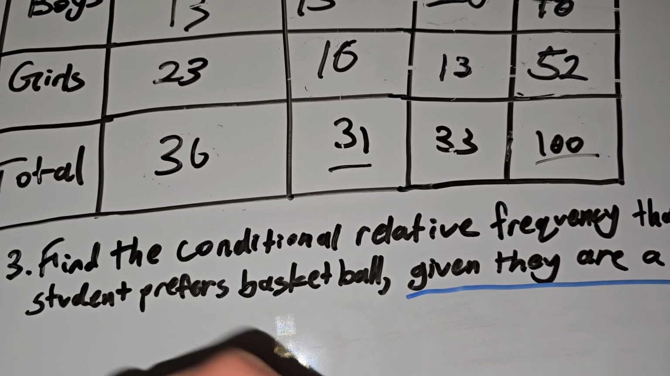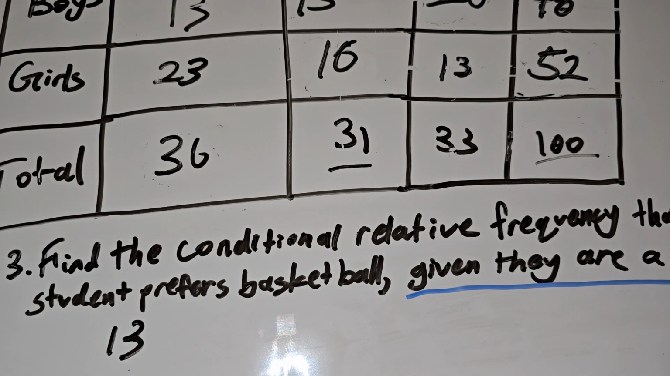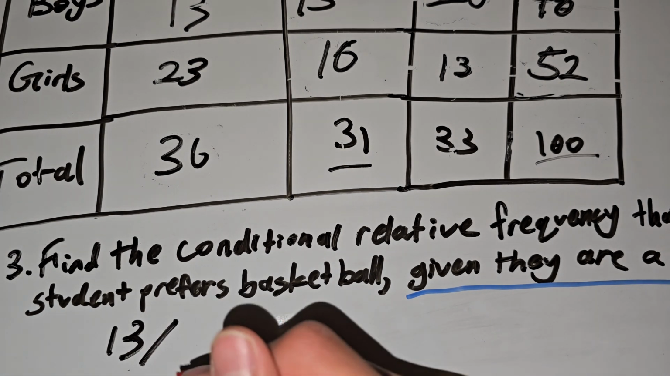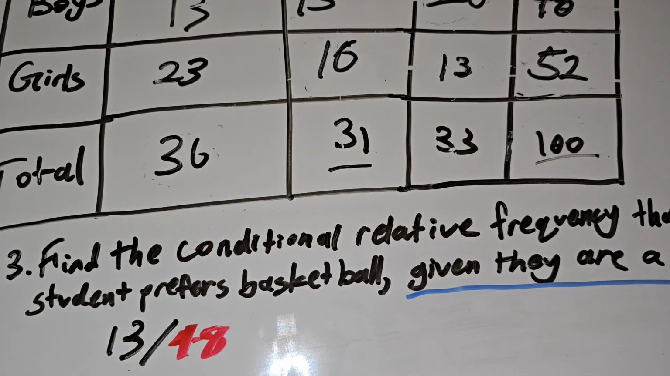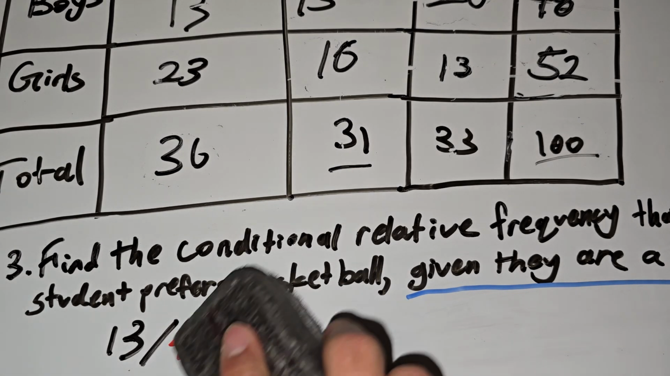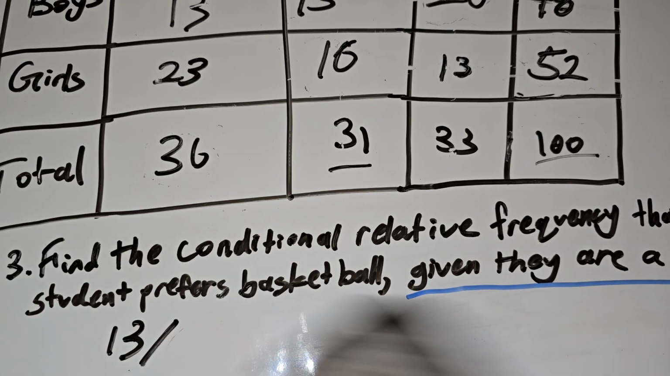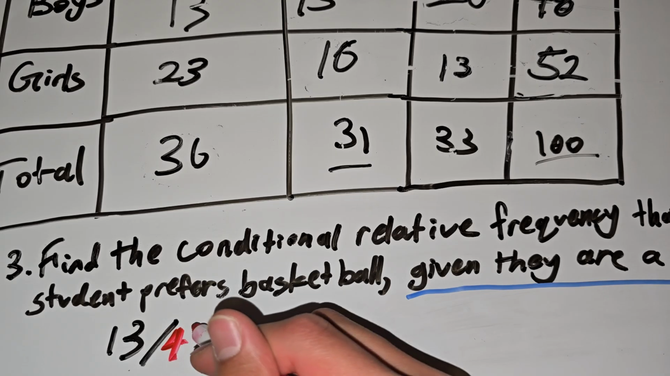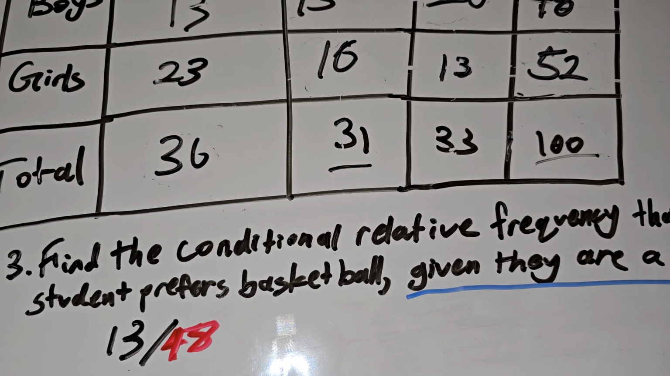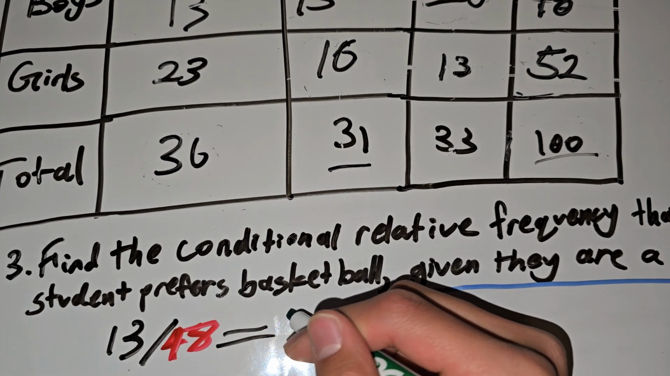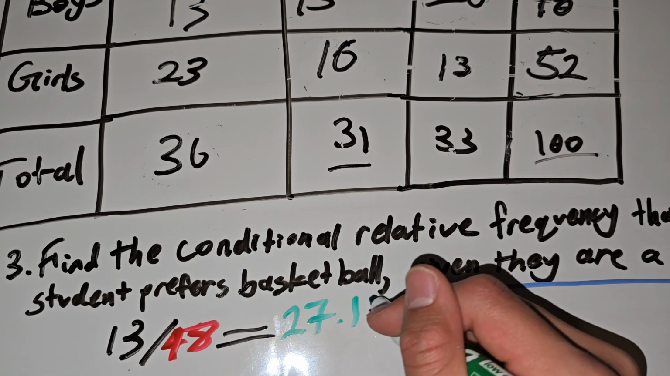So to solve this, we would do 13 divided by 48. I'm not doing this just to use all my colors. I'm totally not doing it. So that would be 13 divided by 48, which is not 100, if you didn't know this. Which equals, let's do this real quick, about 27.1%.